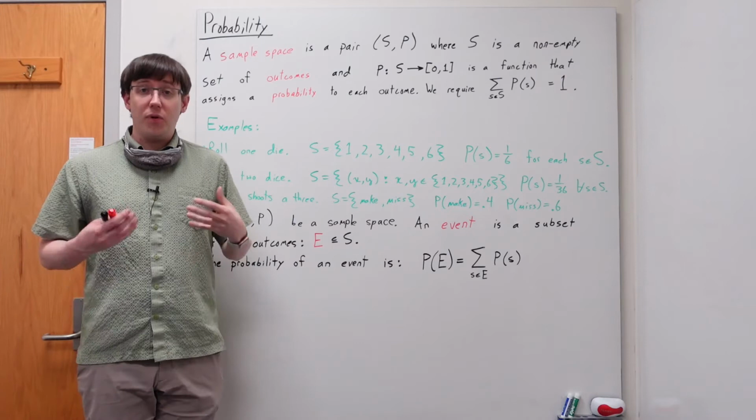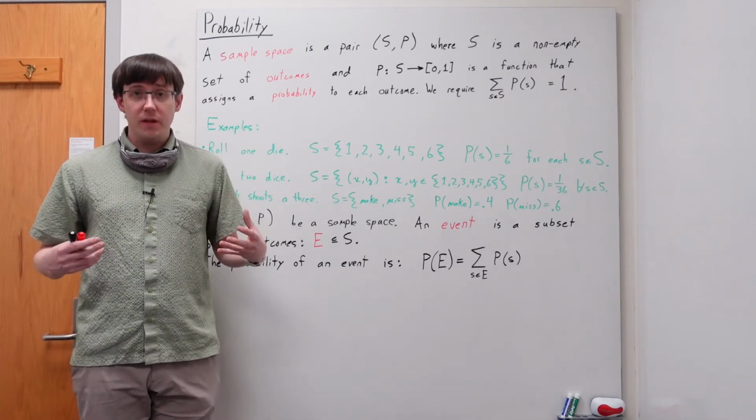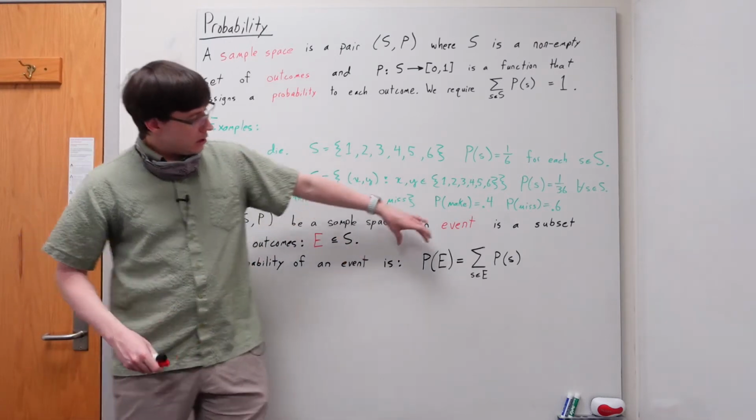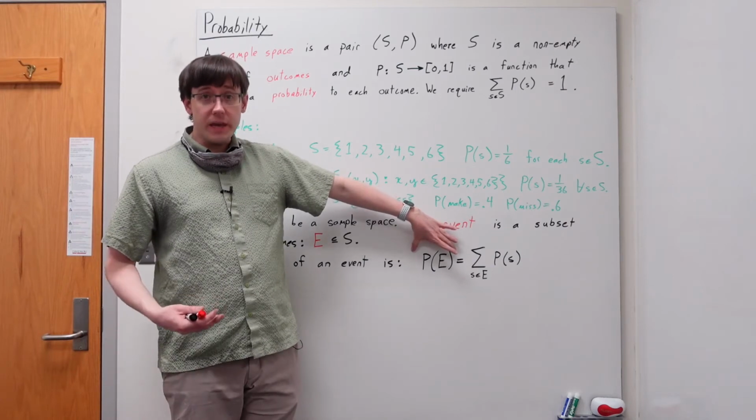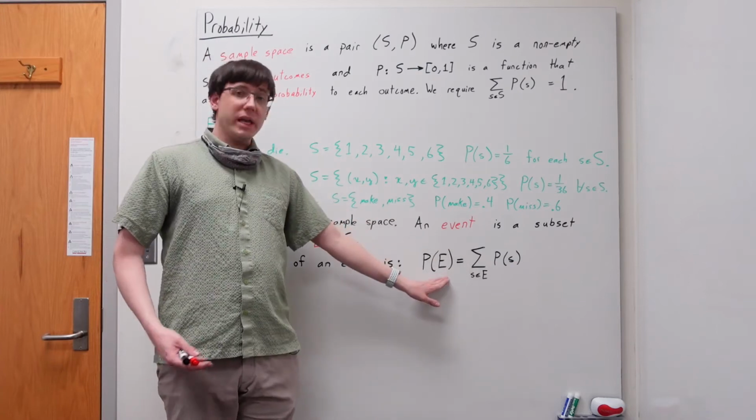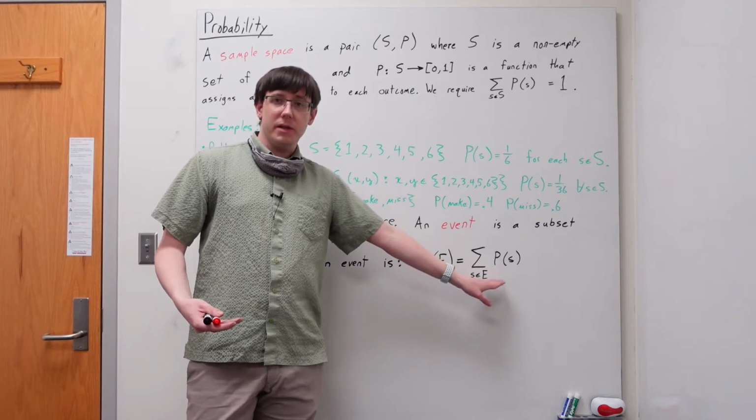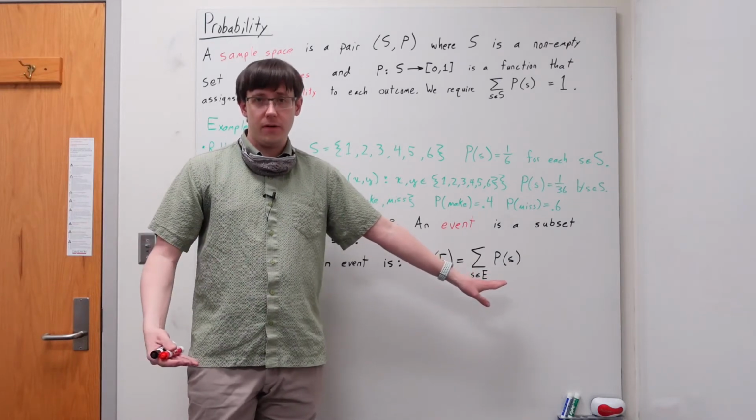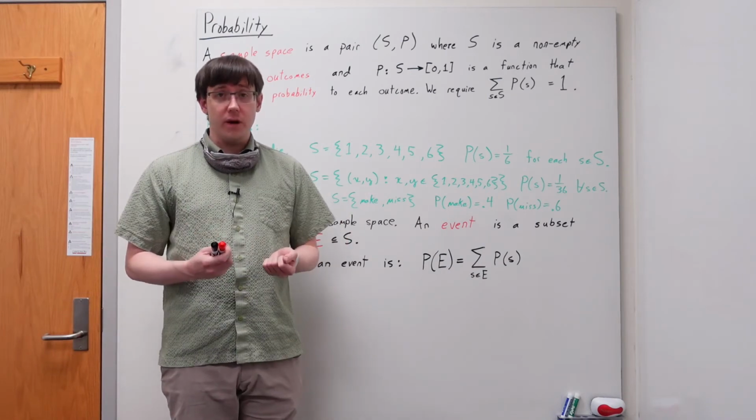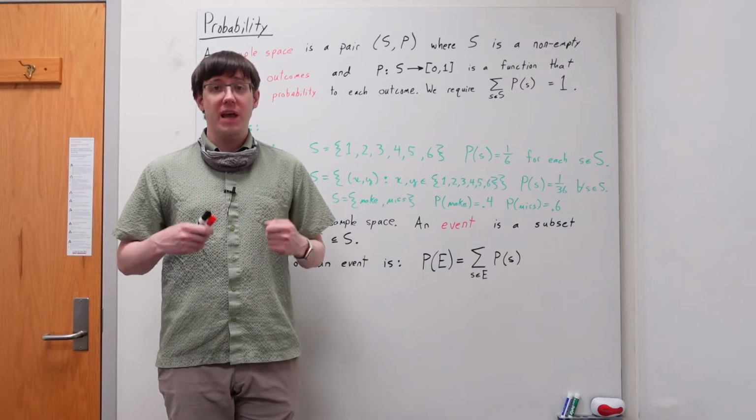And to calculate the probability of an event, we add up the probability of all of the outcomes in that event. So here we're defining P to also apply to sets of elements, and we get the probability of a set by adding up the probability of all of the elements in that set. So we can think of the event as a collection of outcomes, and the event happens if any of the individual outcomes happen.